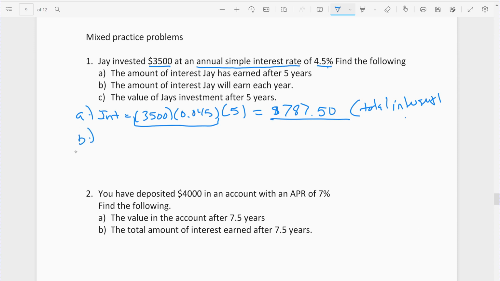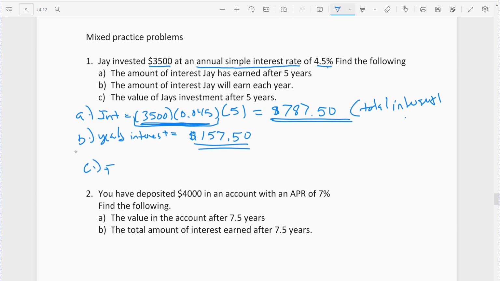B is asking for the yearly interest. Every year you earn the same amount. That's this part of the equation, the 3,500 times the 4.5% simple interest. You just take your 3,500 times your 0.045, and every year you earn $157.50. If you took that $157.50 times 5, you get your total interest. Every year you earn that exact same amount. That's what simple interest means.